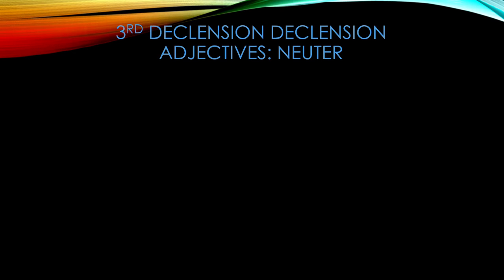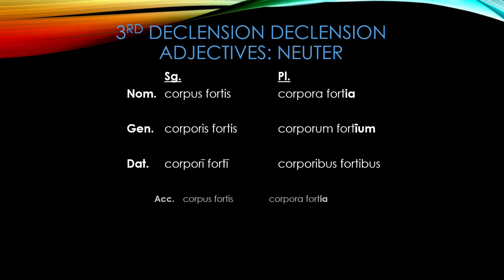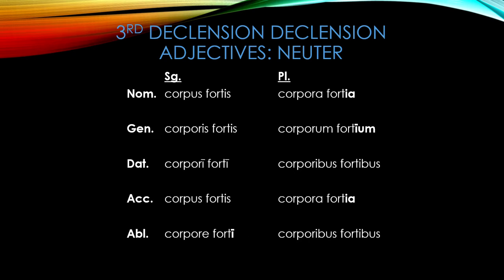Neuter third declension adjectives also decline like third declension I-stem nouns in the neuter. Long I in the ablative singular, IA in the nominative and accusative plural, and IUM in the genitive plural. An example of a third declension adjective with a third declension noun can be seen on your screen with the example of corpus fortis. The differences between the noun and the adjective are bolded.